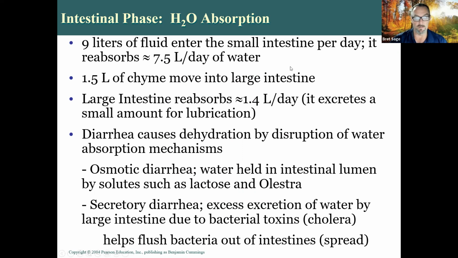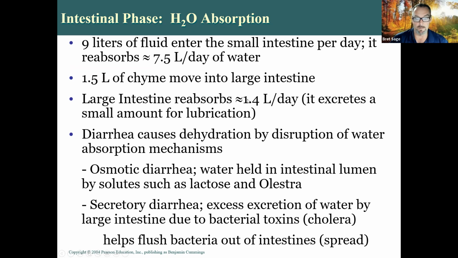9 liters of fluid into the small intestine per day. It absorbs about 7.5 liters of water per day. So that means that most of the water that's going into your food to help you digest it gets absorbed back in the small intestine. But now 1.5 liters of chyme move into the large intestine. This is a pretty big bottle of soda. That's still diuretic or diarrhea. So your body's not done with it. So when the chyme moves from the small intestine to the large intestine, it stops being called chyme and starts being called waste. There you go.